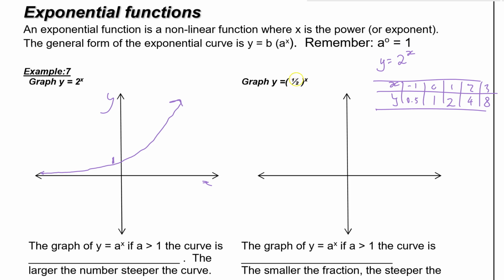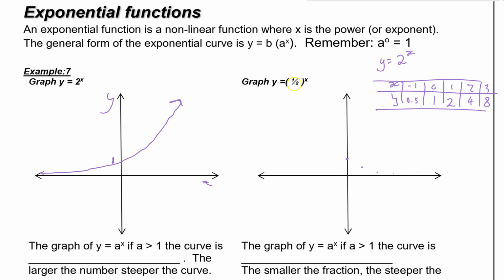Now, what should happen if the base is less than 1 but more than 0? Think about this table of values. It's still going to cross here, because 1/2 to the power of 0 still equals 1. But if x equals 1, then I just get a half, that'll be down here. A half squared is equal to a quarter, and a half to the power of 3 is an eighth, and so on. I get the asymptote here.